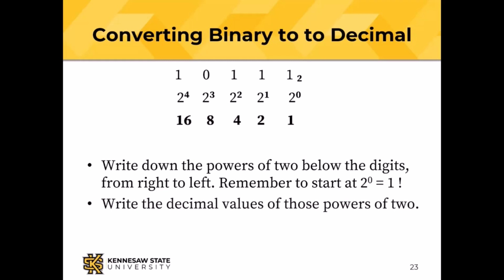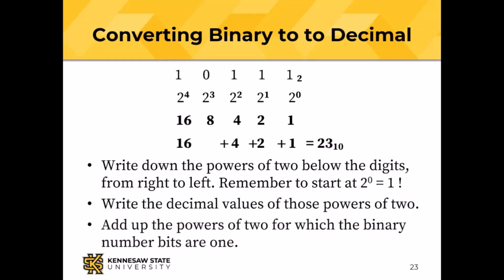Okay, then we write down the decimal values of the powers of 2. 2 to the 0 is 1, 2 to the 1st is 2, 2 times 2 is 4, 2 times 4 is 8, 2 times 8 is 16. Just double the value each space. And then add up the ones for which the bits are 1. I'm going to skip over that 2 cubed because it has a 0 there. Okay? 16 plus 4 plus 2 plus 1 is 23 base 10. Everybody see how I did that?